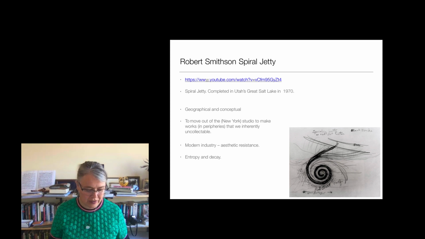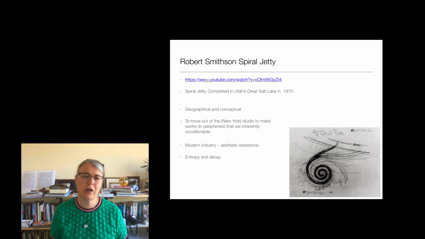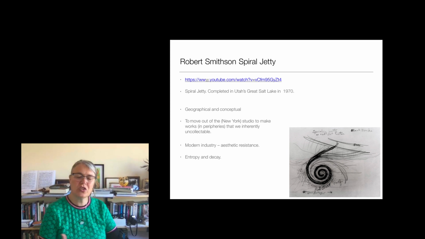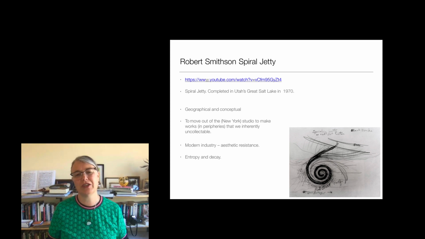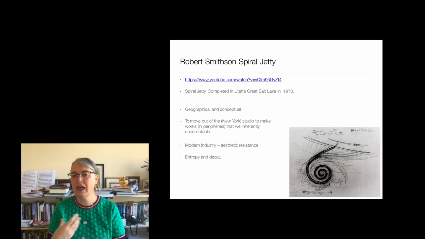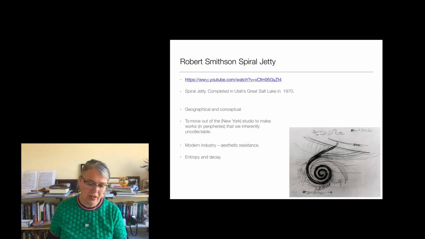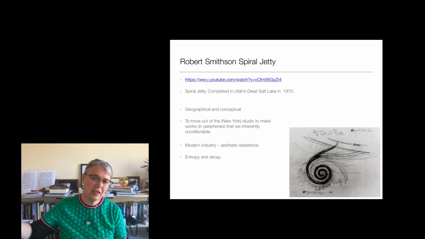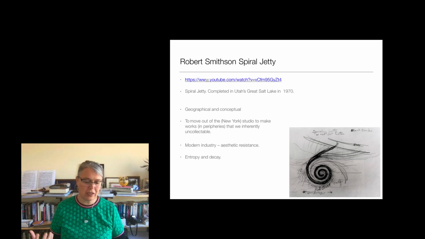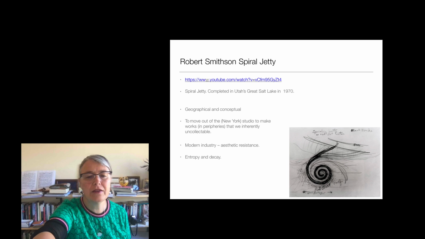So if you're interested in this work, then follow through Spiral Jetty and start to think about how this is a collaboration between humans and geology. And how does the human geological relationship play out in the works of land art that then helps us to really think through and define this notion of the Anthropocene?